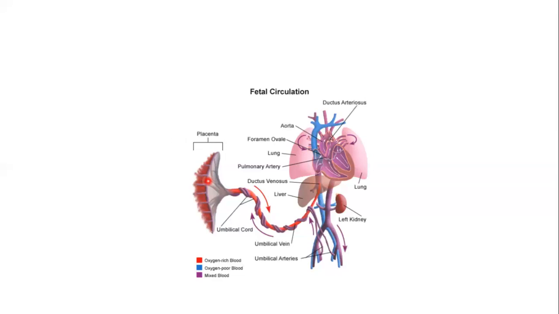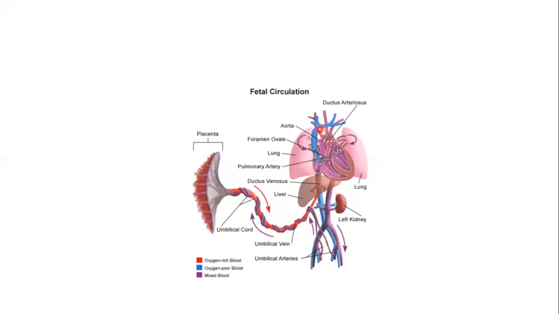We're going to say that again. Blood from the placenta via the umbilical vein to the liver. From the liver to the inferior vena cava through the ductus venosus, the first shunt. From the inferior vena cava, it goes to the right atrium. From the right atrium, it goes to the left atrium through the foramen ovale. From the left atrium, the blood goes to the left ventricle. From the left ventricle, the blood goes to the aorta.